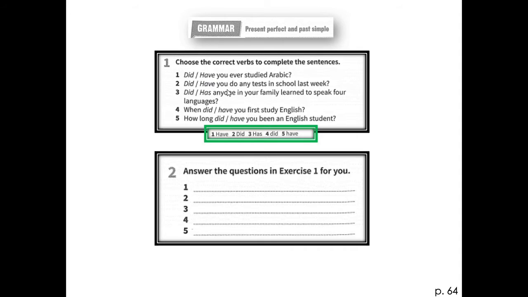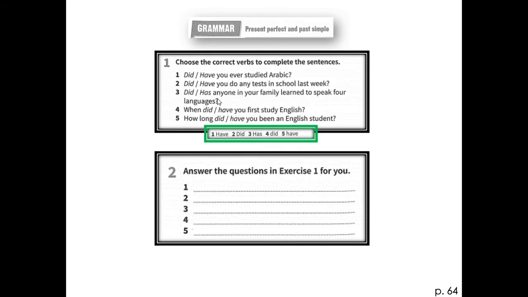Number 2, "Did you do any tests in school last week?" One thing is test, and also the time is given, last week. So we need to use past simple. Once you've done the test, it remains completed. Number 3, again here, "Has anyone in your family learned to speak 4 languages?" Especially when we talk about languages, we tend to use either simple present or present perfect. In this case, it is asking about whether anyone has learned.